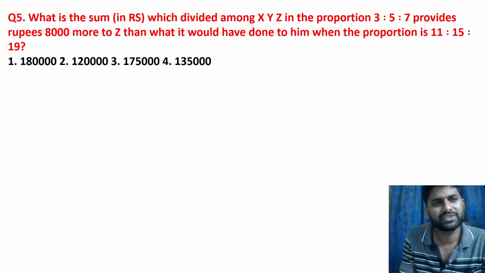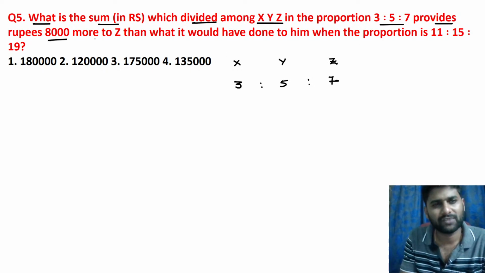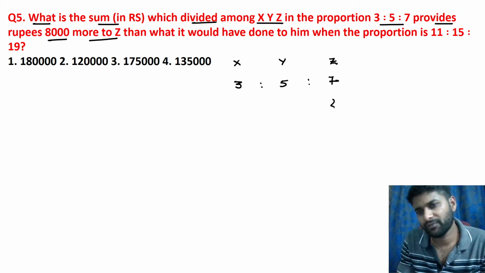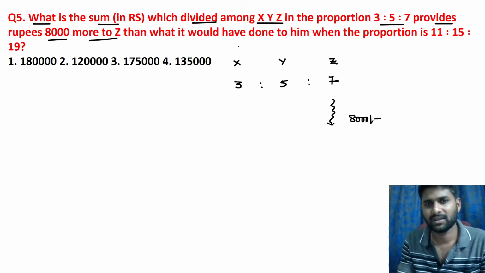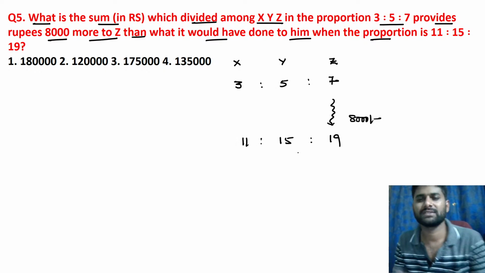Now see the next information. What is the sum which is divided among X, Y, Z in the proportion 3 is to 5 is to 7? If X, Y, Z provide 8,000 rupees more to Z, then what would have done to him to get the proportion of 11 is to 15 is to 19? So what is the final proportion?